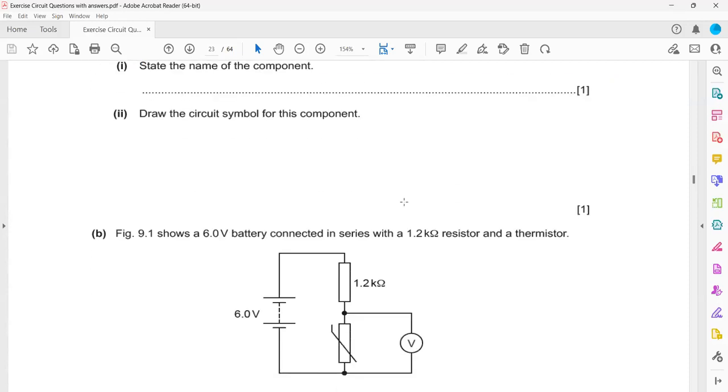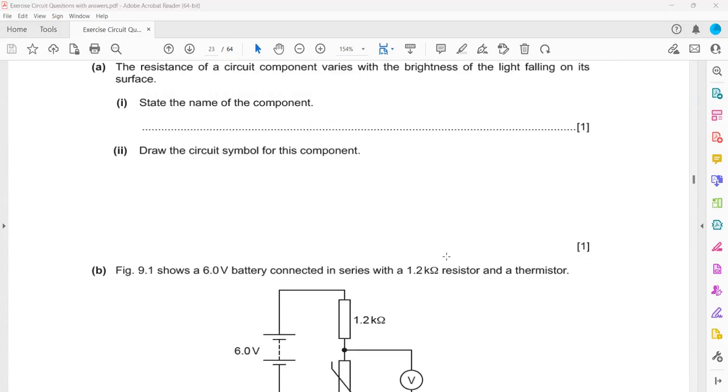So here we have to draw the circuit symbol for the LDR, not the thermistor. So we draw a rectangular box, the two wires which are coming out, and then the arrows pointing in.